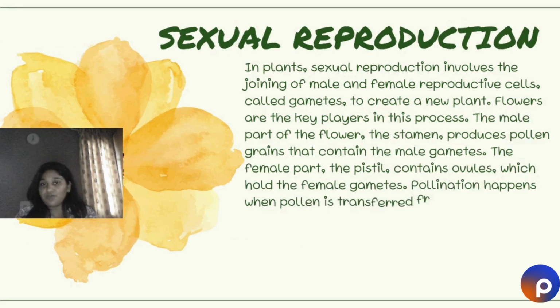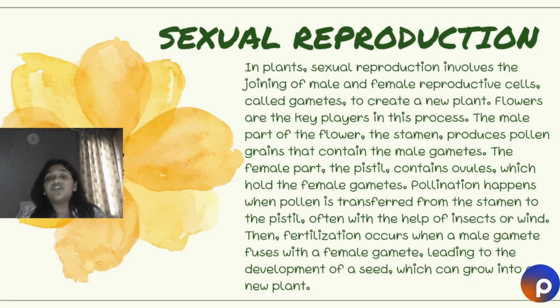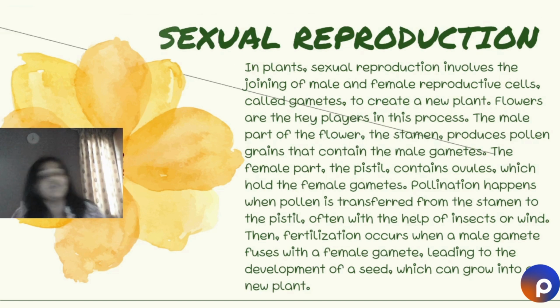So what is sexual reproduction? In plants, sexual reproduction involves the joining of male and female reproductive cells called gametes to create a new plant. Flowers are the key players in sexual reproduction. The male part of the flower, called the stamen, produces pollen grains that contain male gametes. Then there's the female part, called the pistil, which contains ovules, which hold the female gametes. Pollination happens when pollen is transferred from the stamen to the pistil, often with the help of insects or wind, just like we looked into cross-pollination. Then fertilization occurs when the male gamete fuses with the female gamete, leading to the development of a seed which can grow into a new plant.